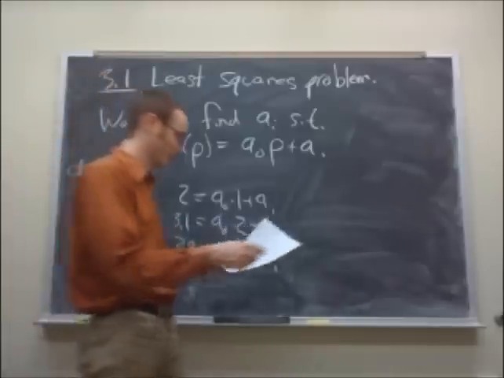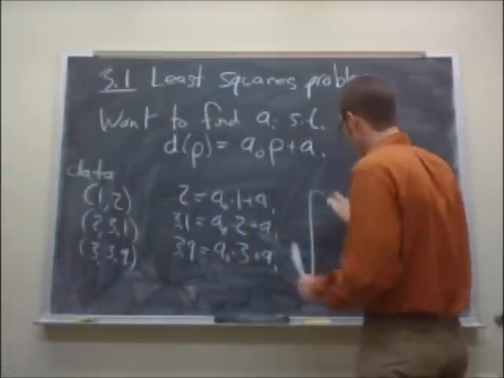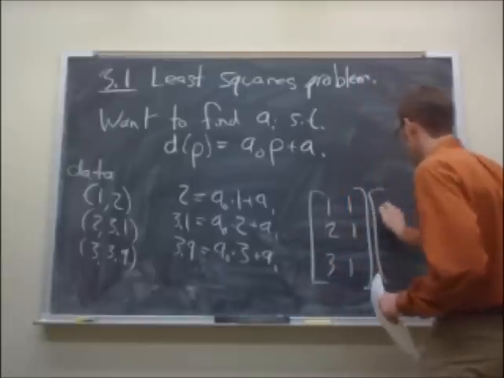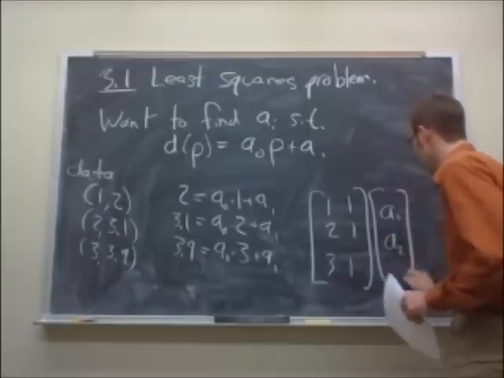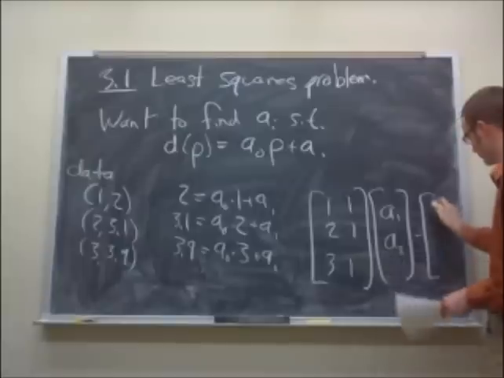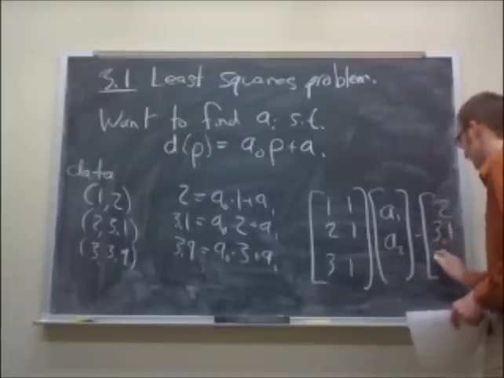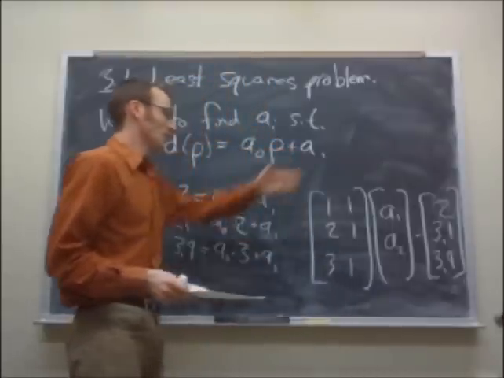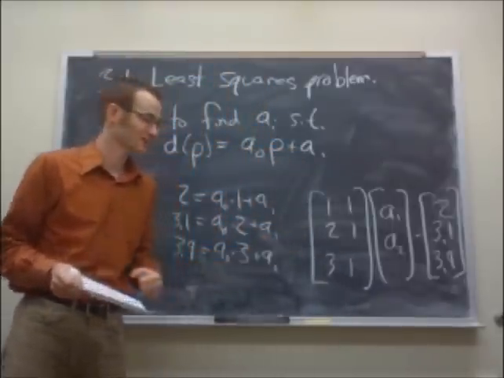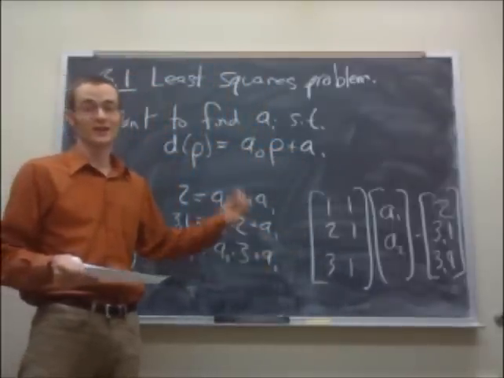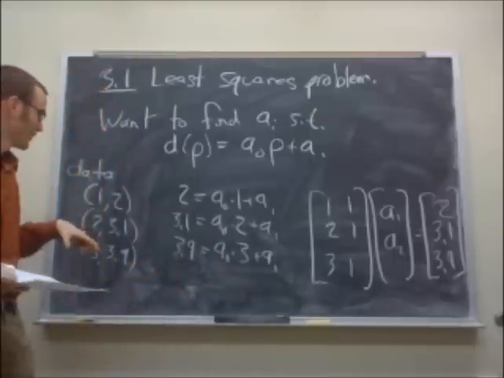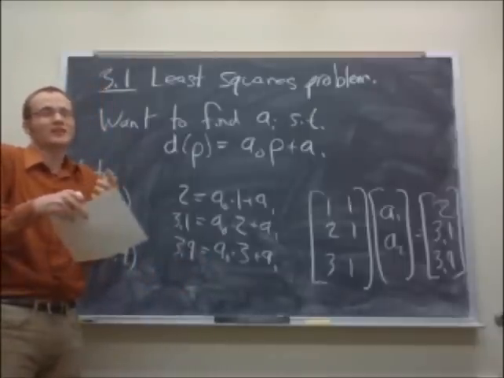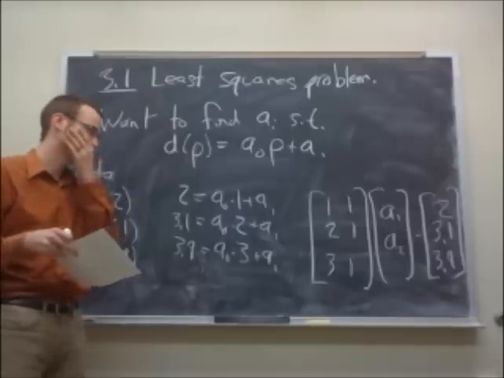Let's look at this as a matrix. So we have the rows 1 1, 2 1, 3 1, times a1 and a2, equals 2, 3.1, and 3.9. So we have this system, and again, it's not square, and this is a perfectly reasonable thing, right? Now, why would you expect there not to be an exact solution?